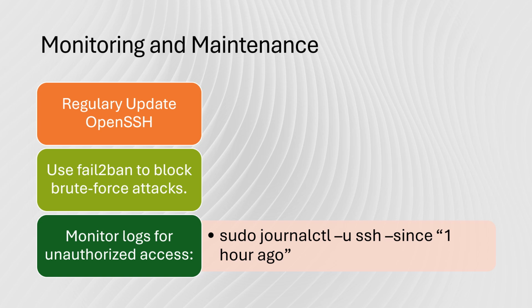But security is not just about setup, it's ongoing. Keep OpenSSH updated to patch vulnerabilities and regularly check logs for suspicious login attempts using sudo journalctl -u ssh --since "1 hour ago". Installing fail2ban can help block repeated failed login attempts automatically.